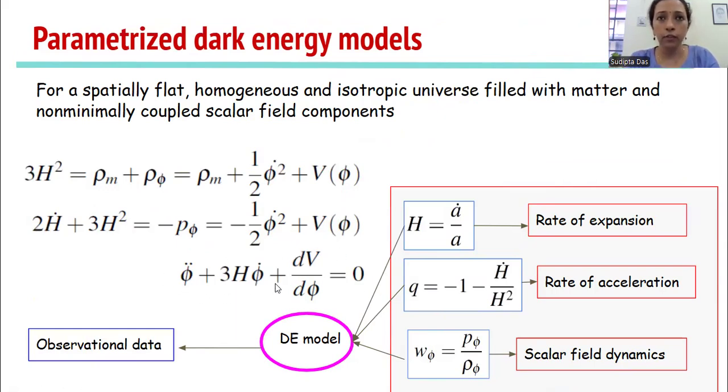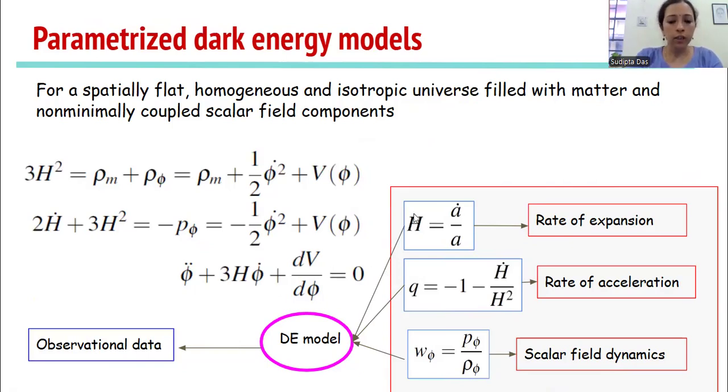So if it's a non-interacting case, meaning we do not allow the dark energy sector and the dark matter sector to interact among themselves, then obviously the two components will be conserved by themselves. This is the conservation equation for the scalar.